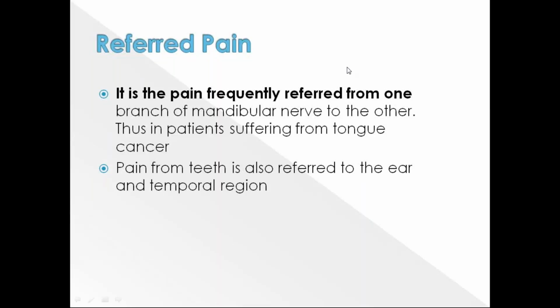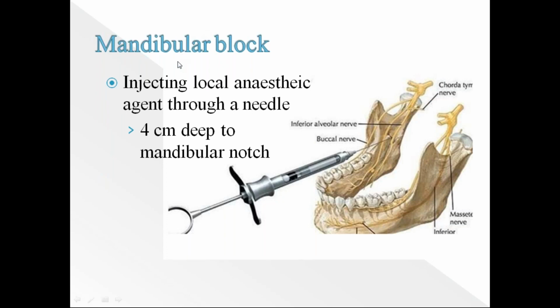Okay. Then next, since it is associated with the tongue, in case of tongue cancer, the pain will be referred through one of the branches of the mandibular nerve to the other branches. Also, the pain from teeth is referred to the ear and temporal region because all the nerves are interconnected. Auriculotemporal nerve and lingual nerve, inferior alveolar, everything is interconnected. That's why you can feel the referred pain. If there is any infection in the teeth, you will have pain in the ear and even in the temporal region. Okay. So next important applied anatomy is the mandibular nerve block.